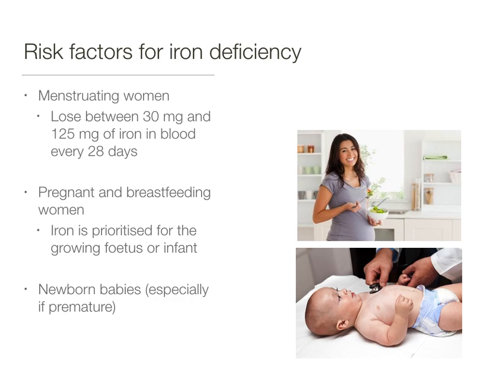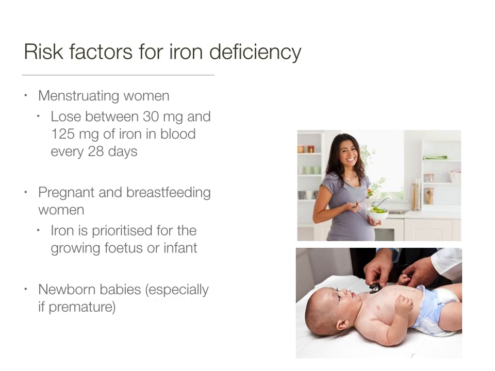It's important to know that women are much more prone to iron deficiency than men are, and this is mainly due to their menstruation cycle. Women can lose anywhere between 30 to 125 milligrams of iron in blood every 28 days. Obviously, this iron that is lost needs to be replenished, and the main way that we do that is through our dietary intake.